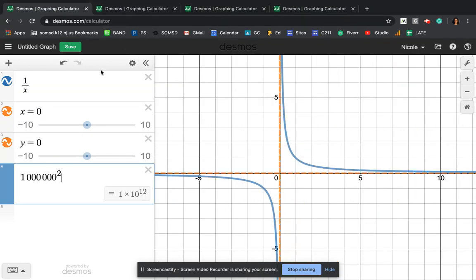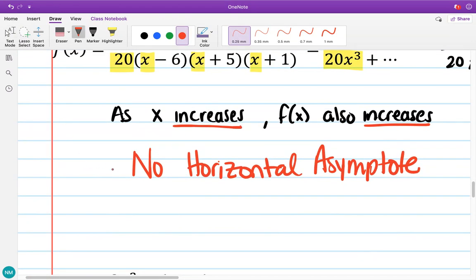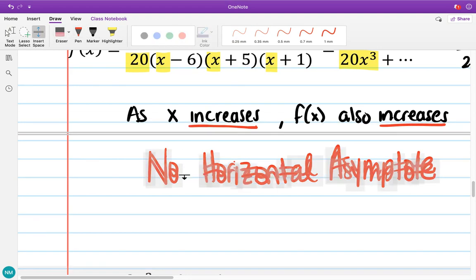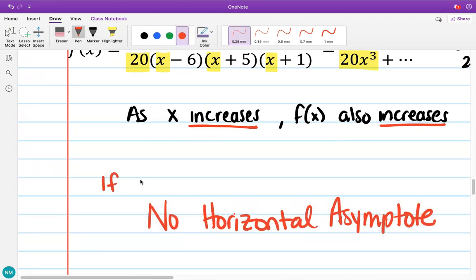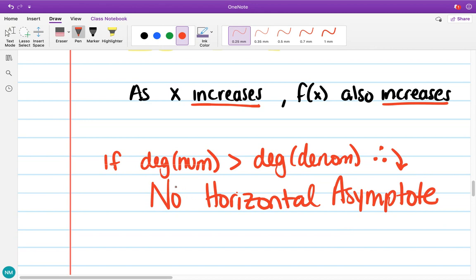So we already looked at, let me write this here, if the degree of the numerator is greater than the degree of the denominator, then you have no horizontal asymptote. So we looked at if the degree of the numerator is greater. We looked at if the degree of the numerator is less than. So what's the last case scenario?